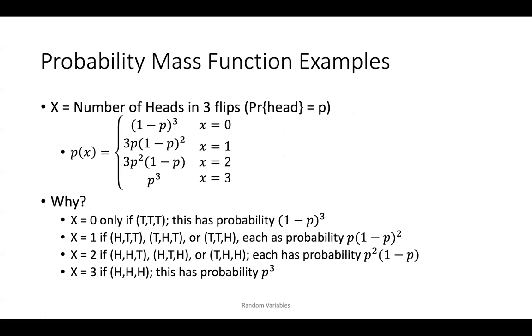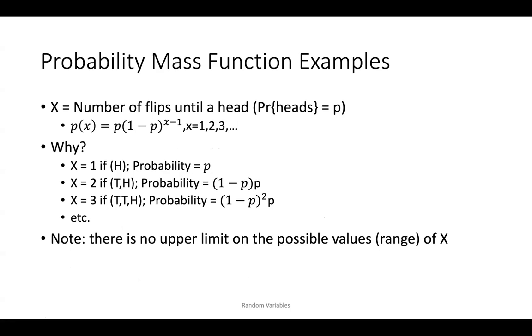This is actually an example of what's called the binomial distribution, in this case with n equals 3. A way to think of it is counting the number of heads in 3 flips, where the probability of a head is equal to p. So again, if all 3 come up tails, then we have no heads, and the probability of that is (1 minus p) cubed, etc. So I believe I went through that.